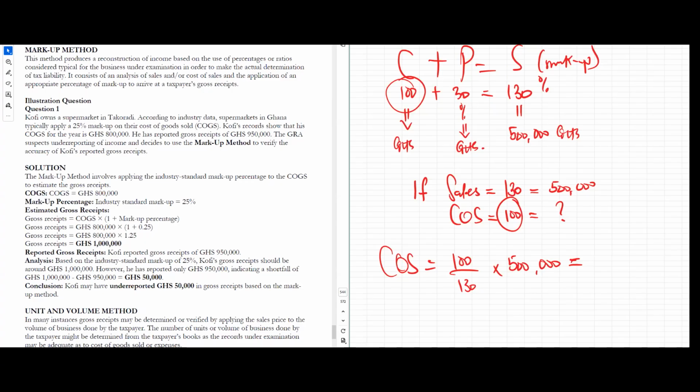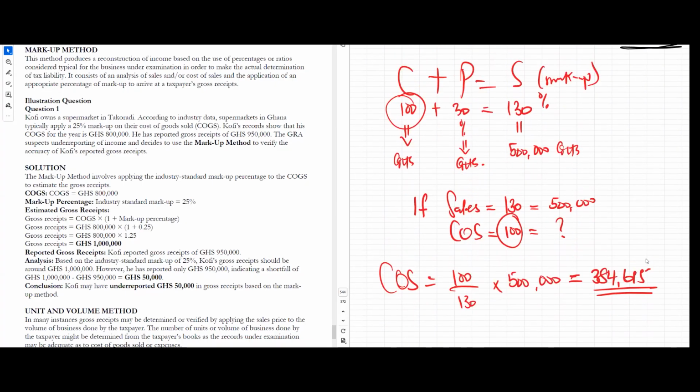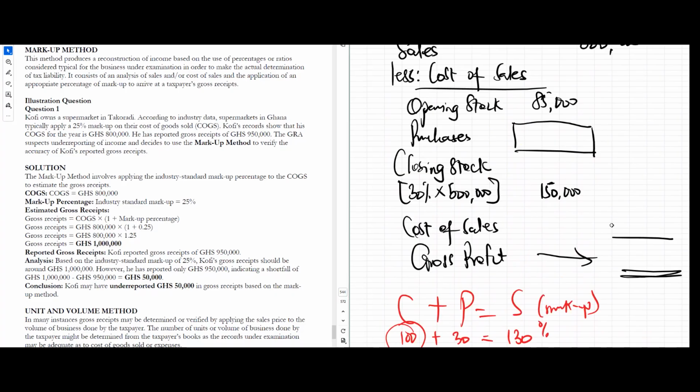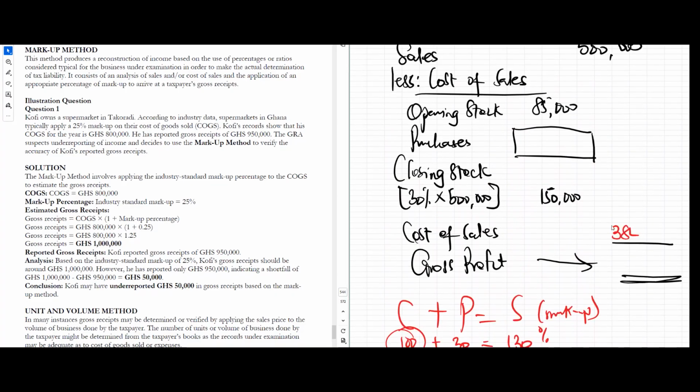So 100 over 130 times our 500,000 means our cost of sales would have been 384,615. Let's ignore the decimals. But in the exam, don't ignore the decimals because GRA forgives no coins. This one is not exam. So now we have proven our cost of sales to be 384,615. True or false? You see, we've gotten it.